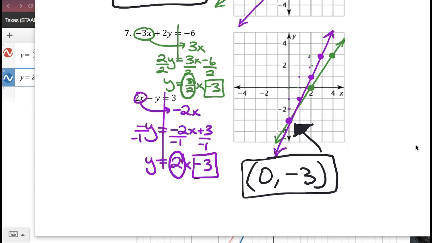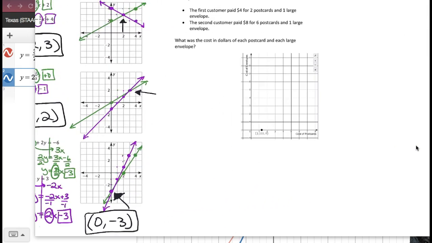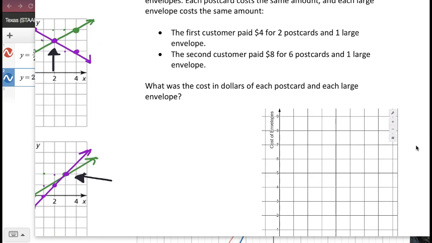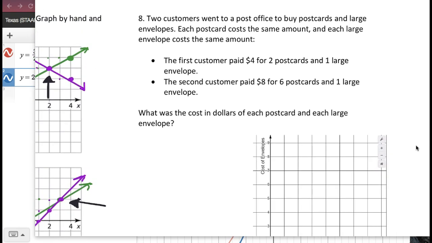The last example on your notes today is actually really cool. This is a real-world example of why you would want to even know how to solve systems of equations. It's going to tie in what we learned last time about writing systems of equations and what we learned today about solving them. This says, 2 customers went to a post office to buy postcards and large envelopes. Seems normal. We go to stores and we buy stuff. Each postcard costs the same amount and each large envelope costs the same amount.